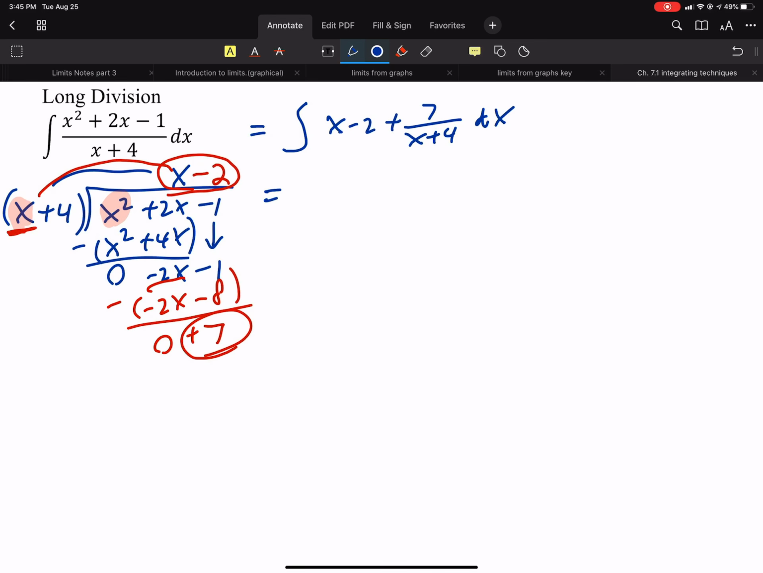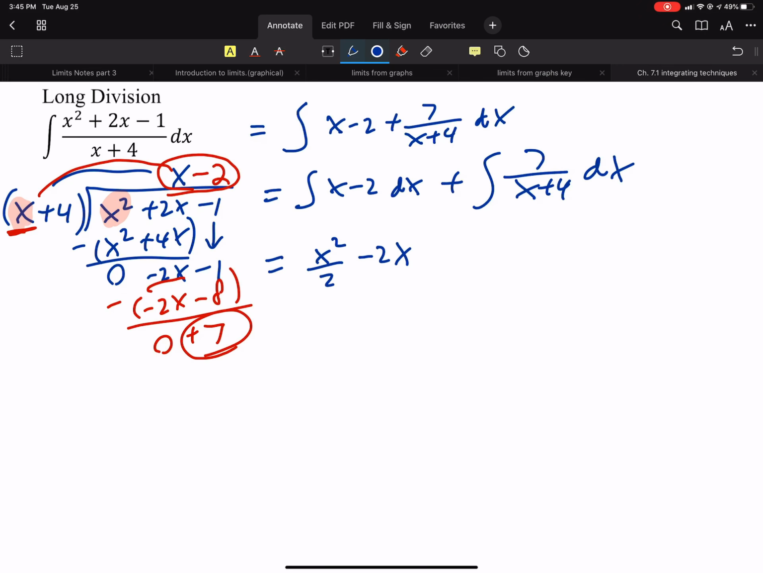Except let me break it down into two parts. All right, first part is simple: x squared over 2 minus 2x. But what do we do with this funky looking thing here? And we realize, you know what? That x, if there's only an x, it would be easy. It would just be 7 ln of x.